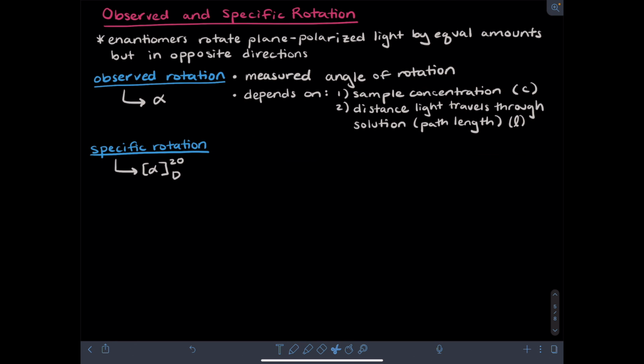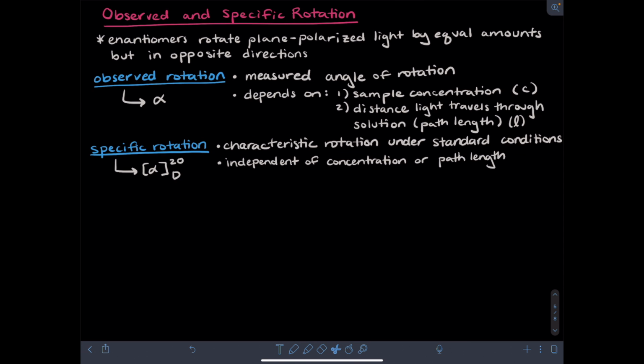There's also a term known as specific rotation. This is alpha in brackets with a 20 and a D written by it. I'll explain these in a second. This is a benchmarked value that you could tell to other scientists around the world. These values are reported under standard conditions so that anybody can replicate them. The specific rotation is independent of concentration or path length, unlike the observed rotation I talked about before. And specific rotation is unitless.